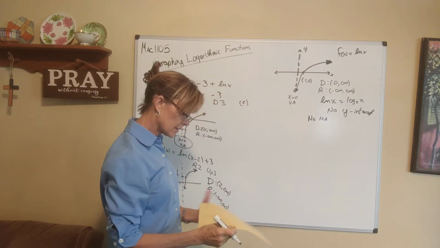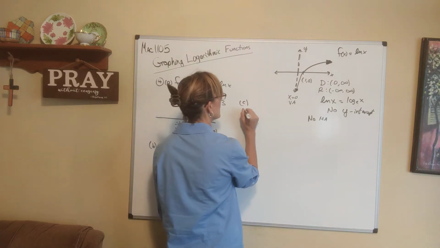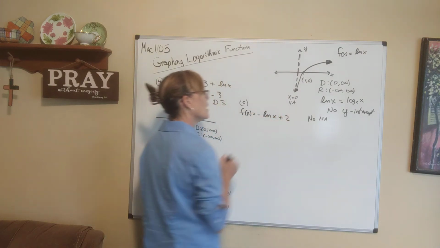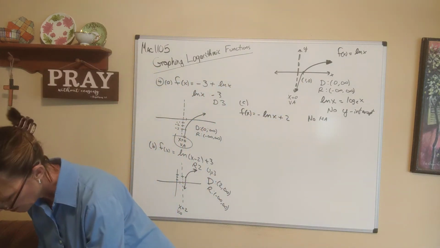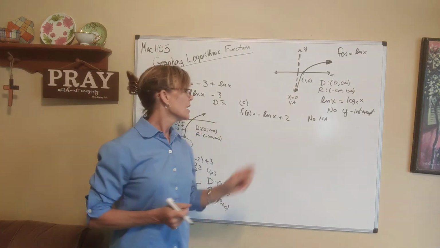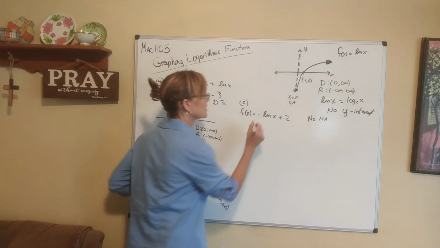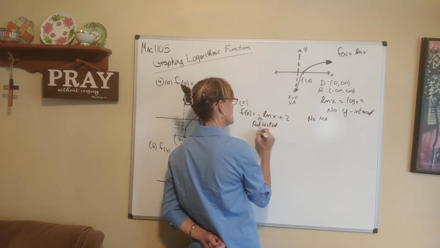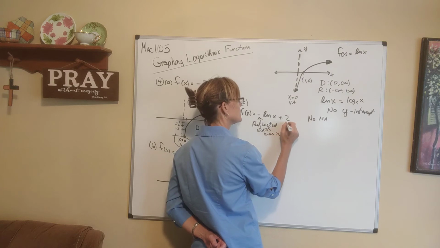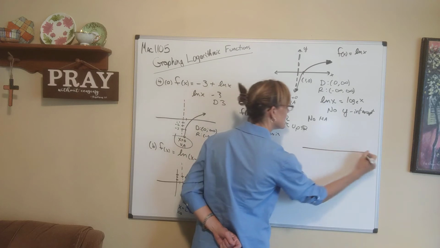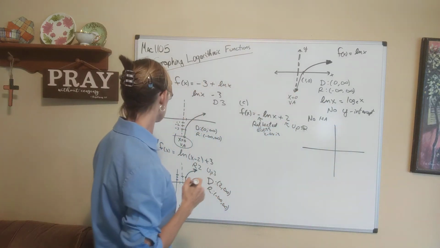C looks like this. Negative f of x is negative the natural log of x, plus 2. What transformations are taking place here? This negative in front of the function means a reflection across the x-axis, and this plus 2 means up 2. So this is reflected across the x-axis, and then it gets shifted up 2. So this is the graph for this guy, for C.